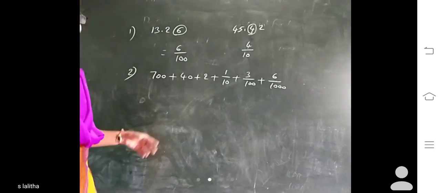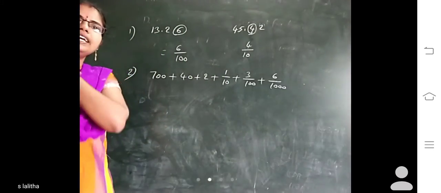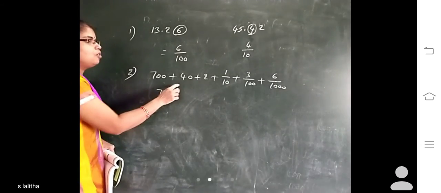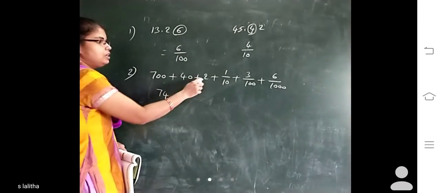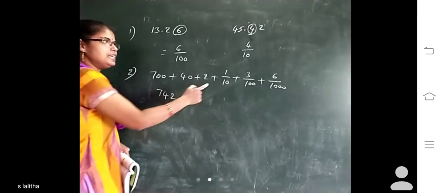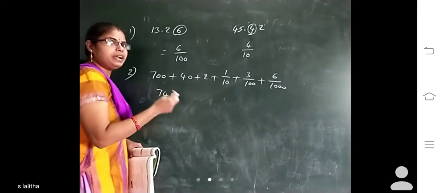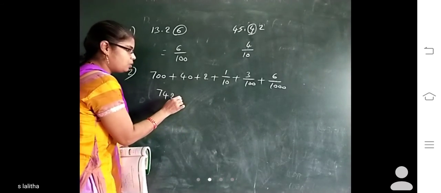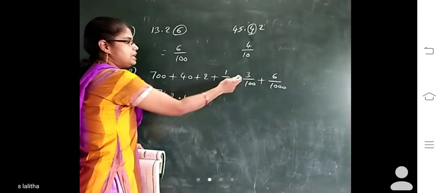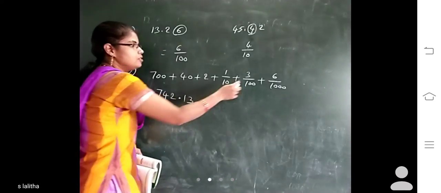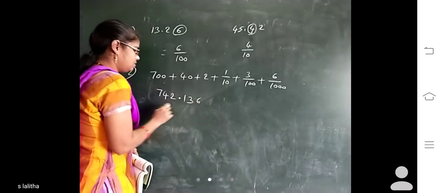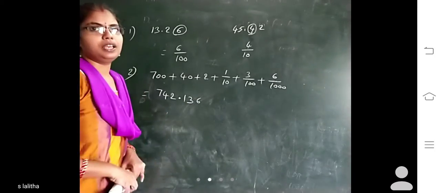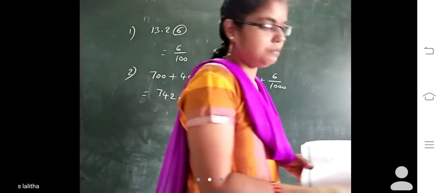Seven hundred plus 40 plus 2 plus 1/10 plus 3/100 plus 6/1000. You have to write in decimal form. How to write this one? 700 is 7, 40 is 4, 2 is 2. Next, 1/10. 1/10 means it is after the decimal point, so you have to put a decimal point, then 1. Next, 3/100, that is 3. 6/1000, that is 6. So 742.136. Okay. Like that you have to do the remaining sums.